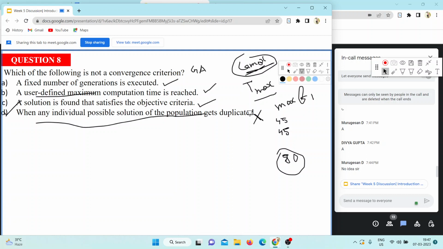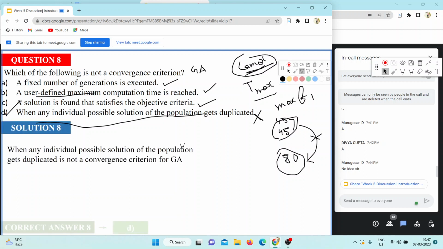So again I am telling, for this last option, here it is written, when any individual possible solution of the population gets duplicated. Definitely if your population is duplicated, like it is coming 45 and again it is coming 45, these two are the same, but you cannot terminate your GA, because maybe your maximum value will be 80. So if you are terminating at 45, as it is only repeating, you won't be able to reach this maximum value, that is 80. So definitely this is not a convergence criteria for your GA. So answer D is correct.